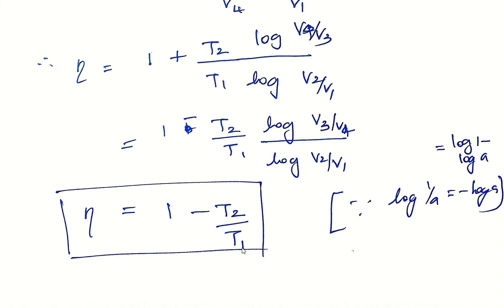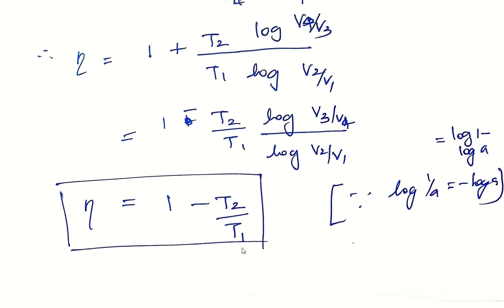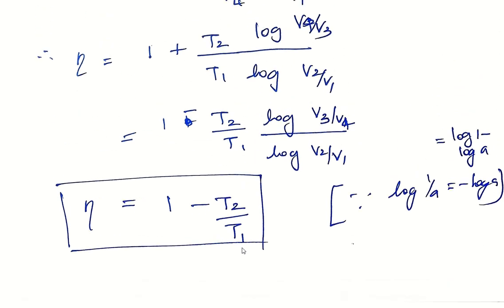Otherwise we can also write the efficiency eta is equal to 1 minus the temperature of the heat sink, that is Tc, divided by the temperature of the heat reservoir, which is the input heat, which is Th. Okay, we can write it in that way. So next class we will be seeing the NCERT problems of the Carnot engine.